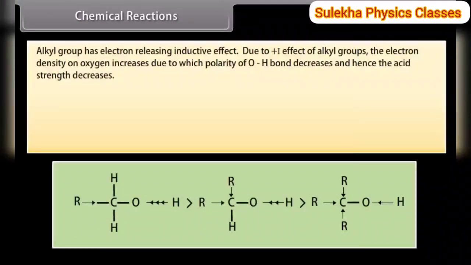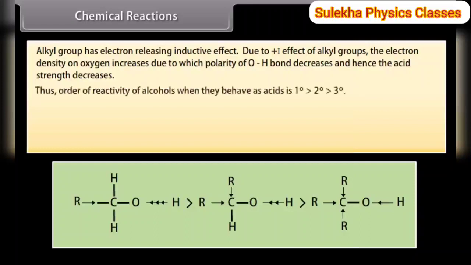Alkyl group has electron-releasing inductive effect. Due to plus I effect of alkyl groups, the electron density on oxygen increases, due to which polarity of OH bond decreases, and hence the acid strength decreases. Thus, order of reactivity of alcohols when they behave as acids is primary alcohol, followed by secondary and tertiary alcohol. Alcohols are generally weaker acids than water.